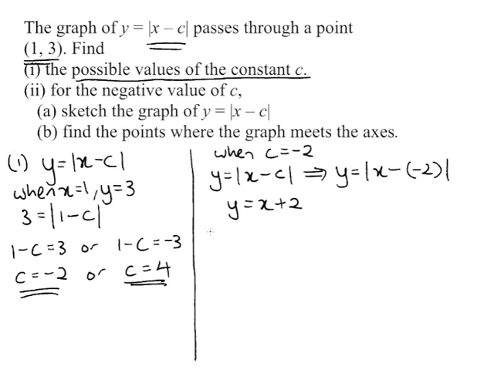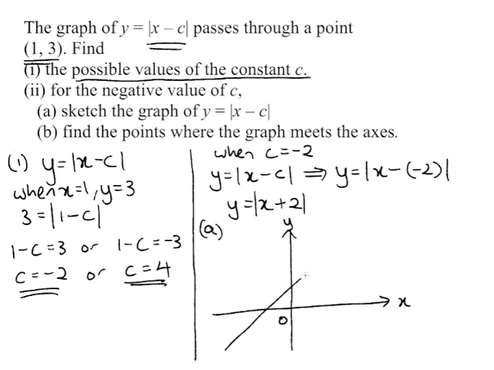So what we're going to do now is sketch the modulus of x plus 2. Now again, this is just a straight line. Okay, let's draw the x and y axis. This is a straight line with a positive gradient passing through 2, and it cuts the x-axis at negative 2. This will be y equals x plus 2.